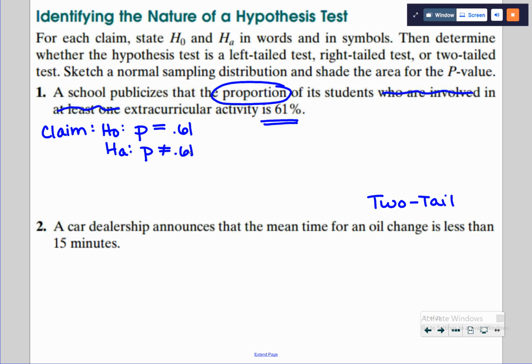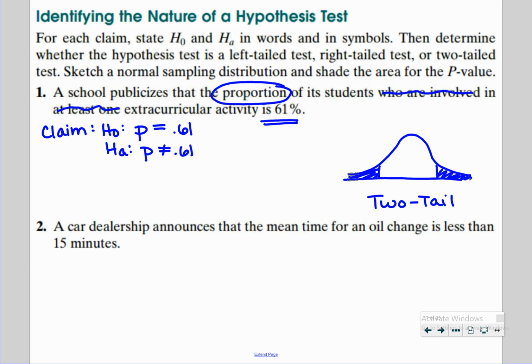Okay, and then equal to, not equal to, Brody already said it's a two-tailed test. So eventually, we're going to have shading on the left and the right tails, and that's going to create our probability values, our areas, our rejection regions. We'll call it a few different things there. Okay, that's all you have to do for that.